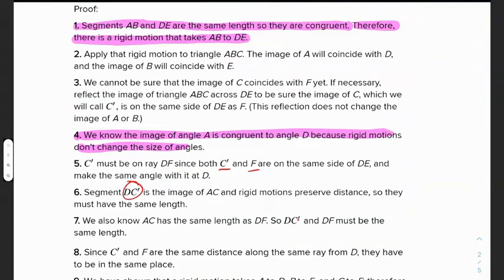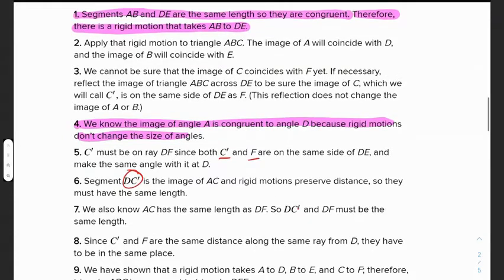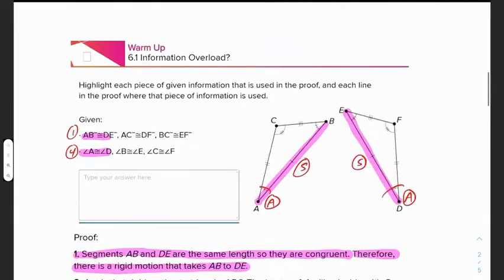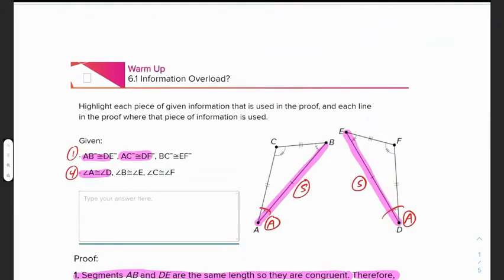So what about 7? What does 7 say? We also know that AC is the same length as DF. So DC prime and DF must be the same length. Did they say anything about congruency of AC and DF? Ooh, they did. Because think about it, if they tell us they're congruent, since they're congruent, the lengths have to be the same. So they did give us enough to go off that.